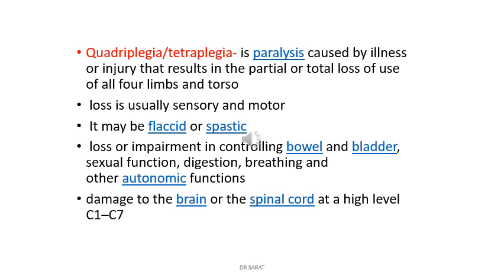Then there is impairment in controlling bowel and bladder, that is autonomic functions. Also sexual functions, digestion, breathing, etc. are also affected. In some cases, the autonomic nervous system is involved. And damage to the brain or spinal cord at the higher level, that is C1 to C7, can induce quadriplegia or tetraplegia.